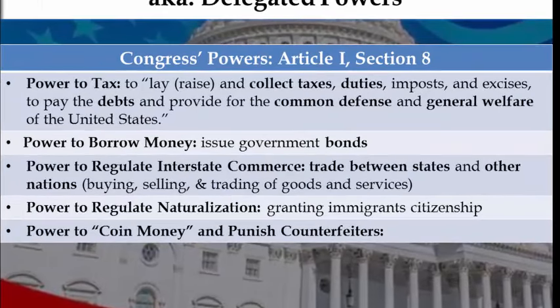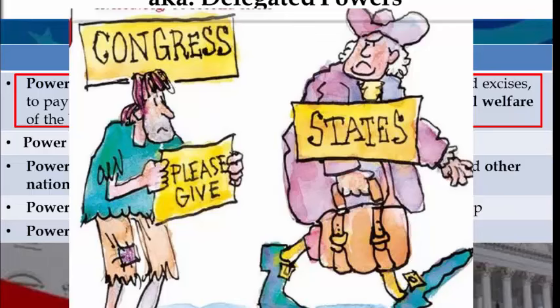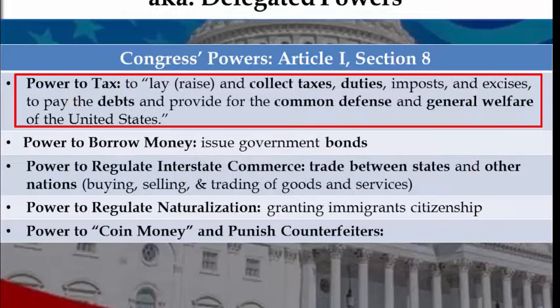Again, we see the power to tax is listed first, and remember, this was probably the biggest weakness of the Articles of Confederation. When the colonists were fighting the British during the Revolutionary War, they relied on asking the states for money, and that didn't really cut it. So the power to tax for the common defense and general welfare of the U.S. was the first power written into Article 1, Section 8.